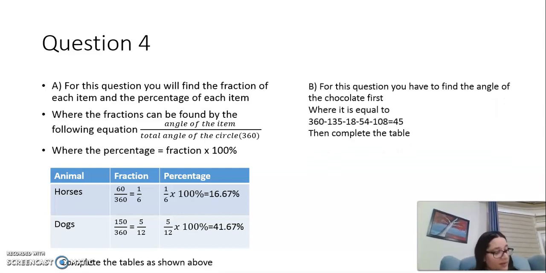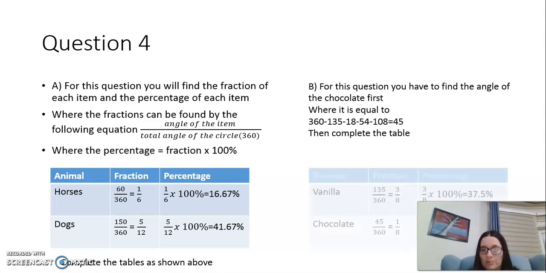In B, we have to find the missing angle first, which is the angle of the chocolate, by removing all the known angles from the total angle of the circle, which is 360. So 360 minus 135 minus 18 minus 54 minus 108 equals 45. This is the angle of the chocolate.